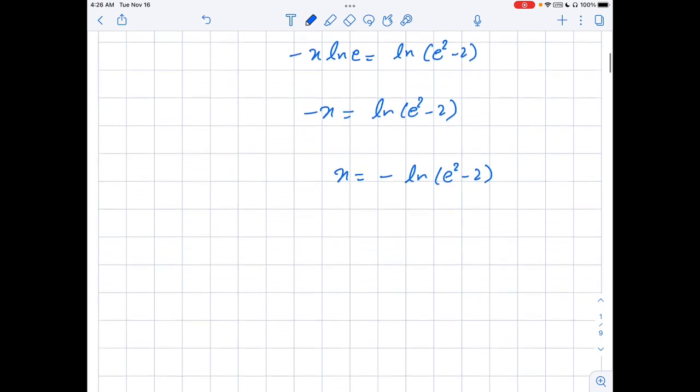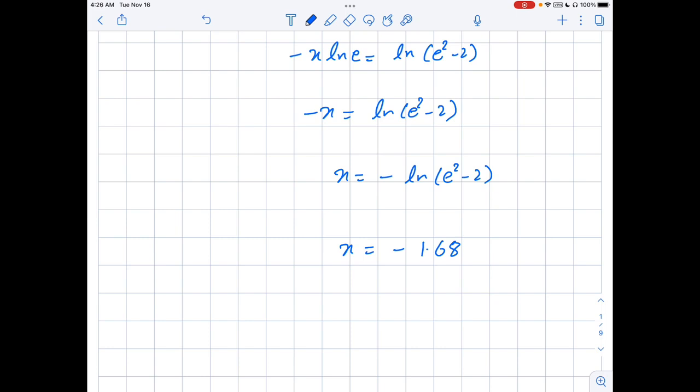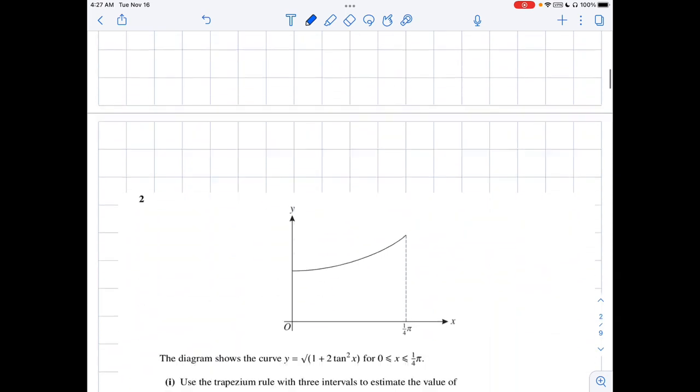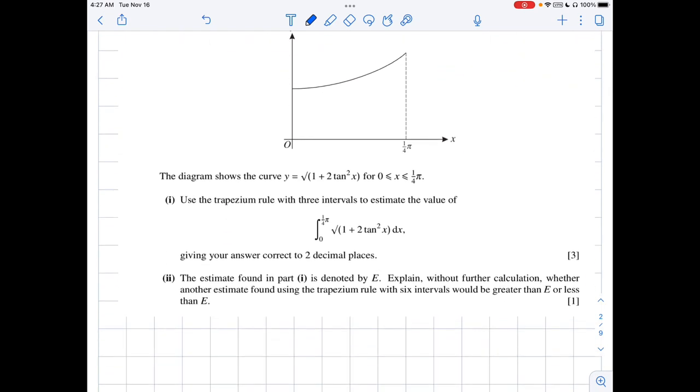So when I do that by calculator, the answer is minus 1.68. So that's going to be the answer for the first question, which is minus ln(e squared minus 2), equal to minus 1.68. That's the first question. Coming to the second question, the diagram shows the curve y is equal to the square root of 1 plus 2 tan squared x. X lies between 0 and pi by 4. Use the trapezium rule with 3 intervals to estimate the value.